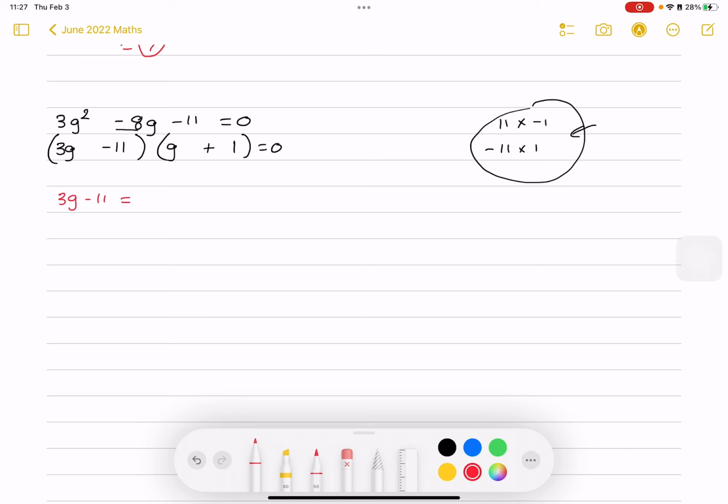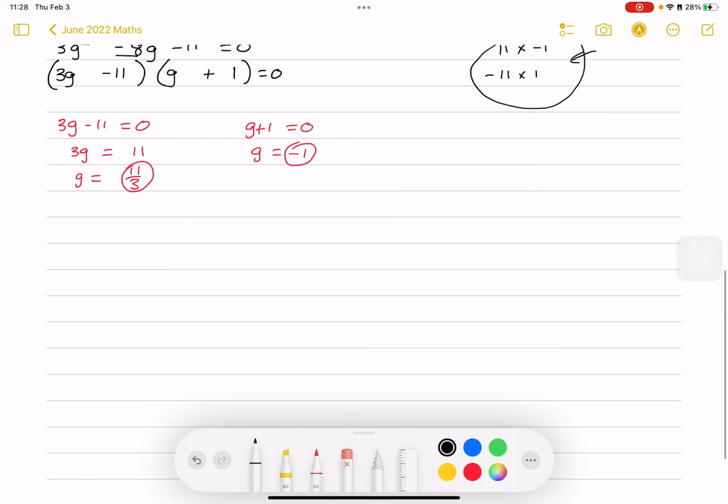3g minus 11 equals 0. 3g is equal to 11, and g is 11 over 3. And then g plus 1 equals 0. g is equal to negative 1. Okay, there we have it.